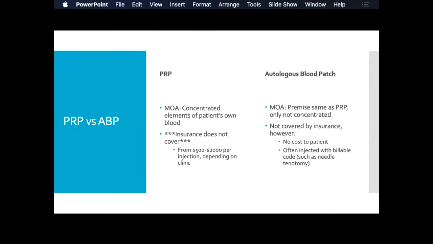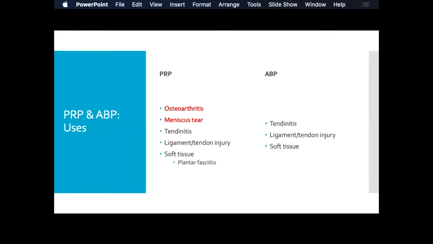Yeah. So an autologous blood patch is the same as PRP. You're just not concentrating it. So theoretically it's not covered by insurance. However, you can use it in conjunction with a billable code, such as needle tenotomy. So you can rig it in such a way so there's no cost to the patient. Okay, next slide. And that's just basically taking their whole blood and injecting it back in. You're just not concentrating it.